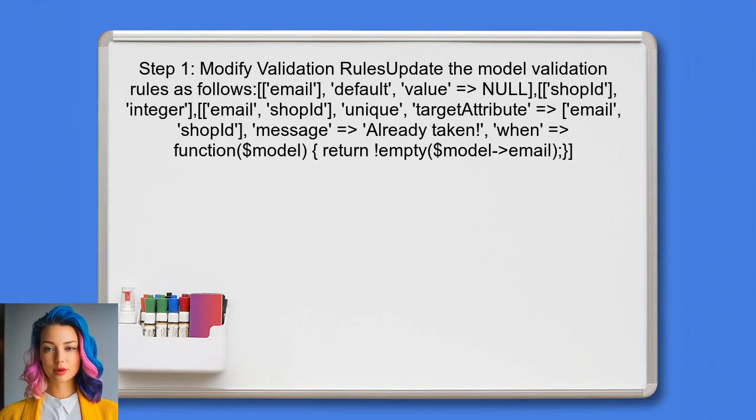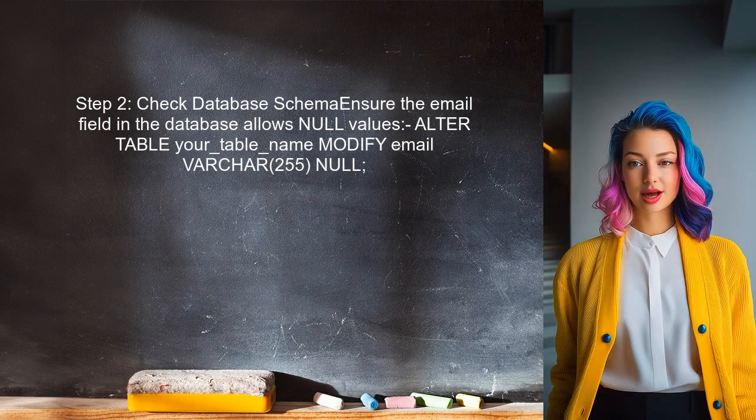To address the unique validation issue in Yii2, the user should first modify the validation rules in the model. Specifically, we need to add a condition to check if the email field is not empty before applying the unique validation. Next, the user should ensure that the database schema allows for null values in the email field. This is important for the unique validation to work correctly when the email is empty.